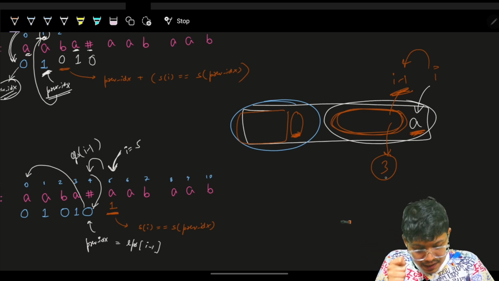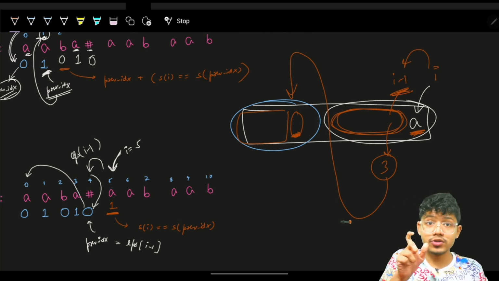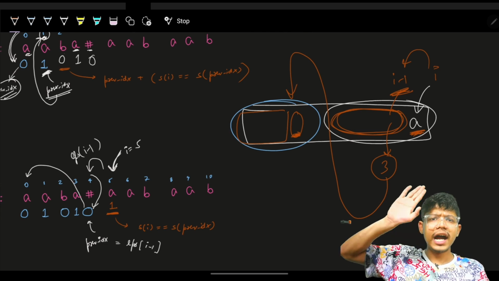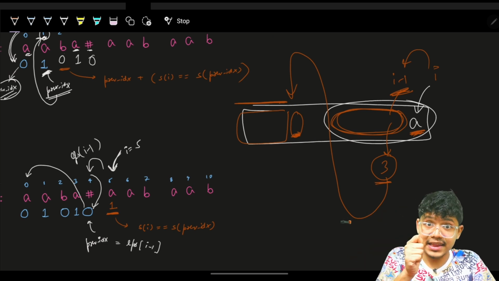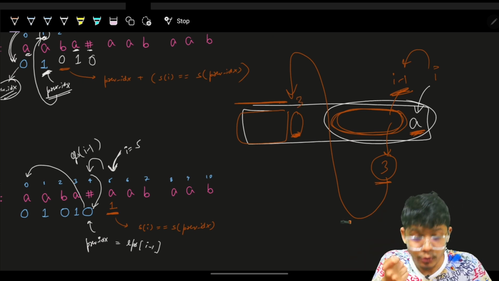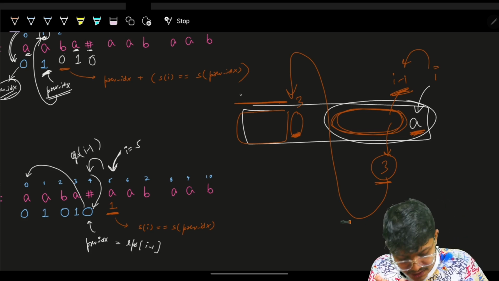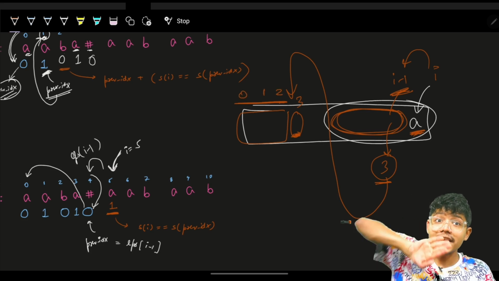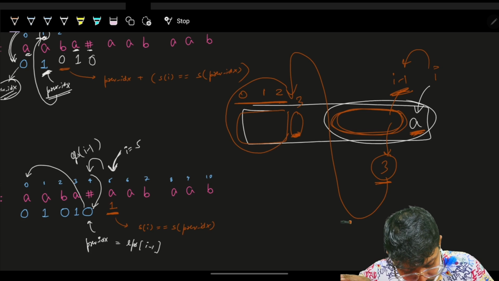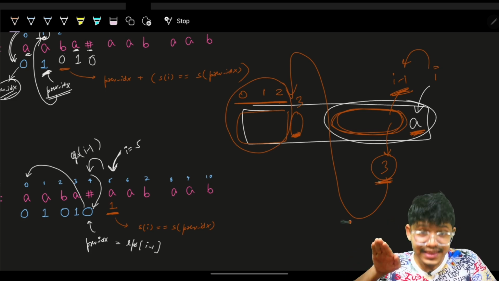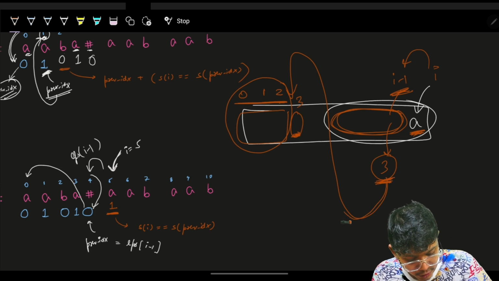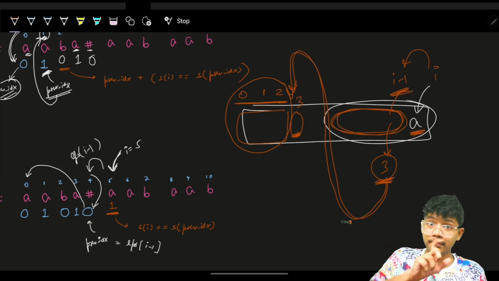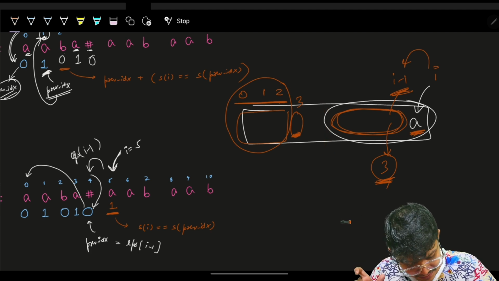From this LPS, I will directly say, okay bro, I already know length 3 is already matching. Now this LPS length, which is 3, will start pointing to index 3. Index 3 means 0, 1 and 2 are already matching. So this length 3 is also working as an index for me. This length 3, I'll point it to my index, which is this specific index 3.